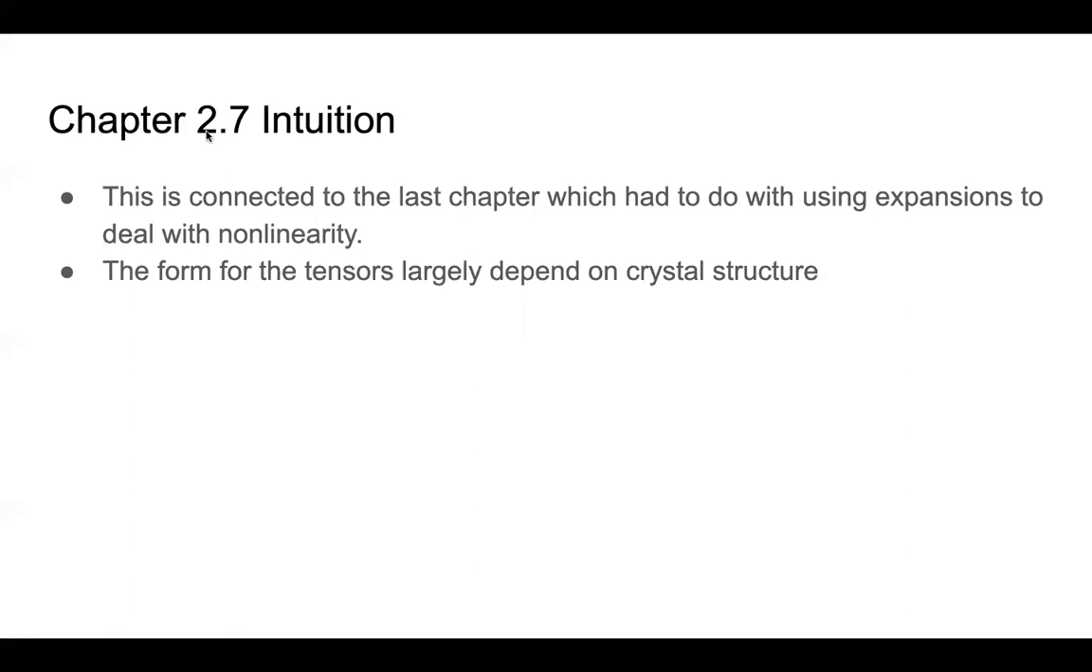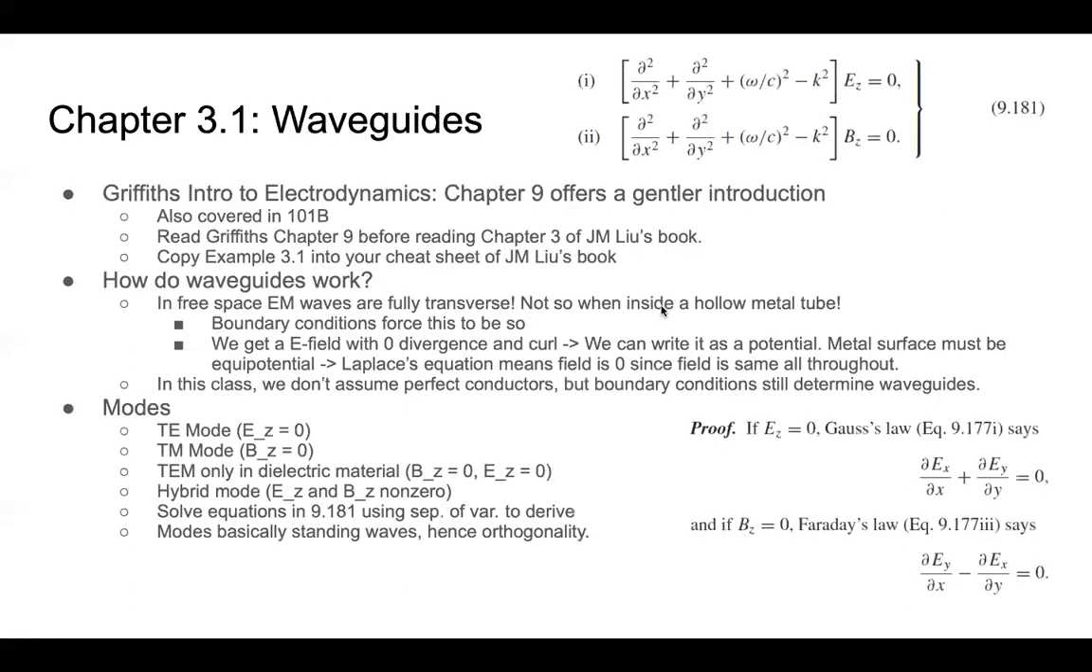Chapter 2.7 is pretty similar to chapter 2.6, and the form of the tensors you see here just depends on the crystal structure. I guess that's all of chapter 2 that I went over. Are there any questions?